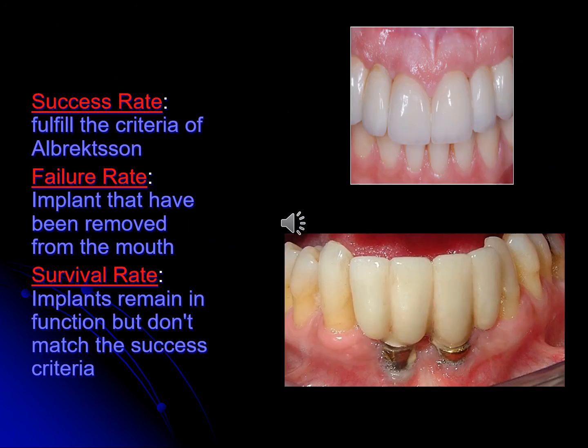Albrektsson put 3 categories of implant success rate. First, the success rate, that means fulfilling the criteria of Albrektsson. Second, failure rate, that means the implant that has been removed from the mouth. There it is, bye bye. 3, survival rate. It's not a successful implant, not success rate, and not failure rate. Something in between. The implant remains in function, but doesn't match the success criteria of Albrektsson, such as an implant with some gingival recession, or an implant with bone loss more than 0.2 millimeter per year, but isn't removed from the mouth. This is the survival rate. Thank you so much and good luck.